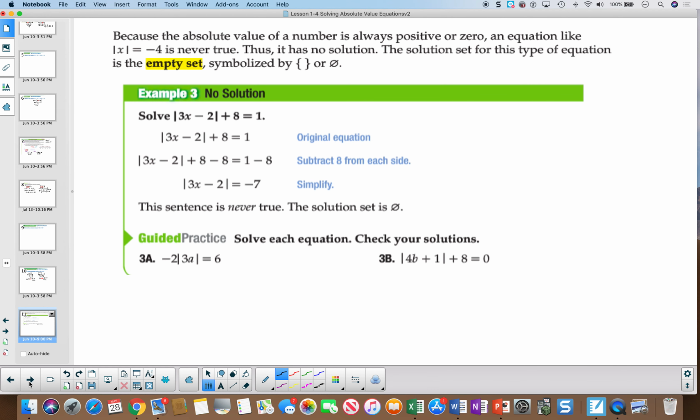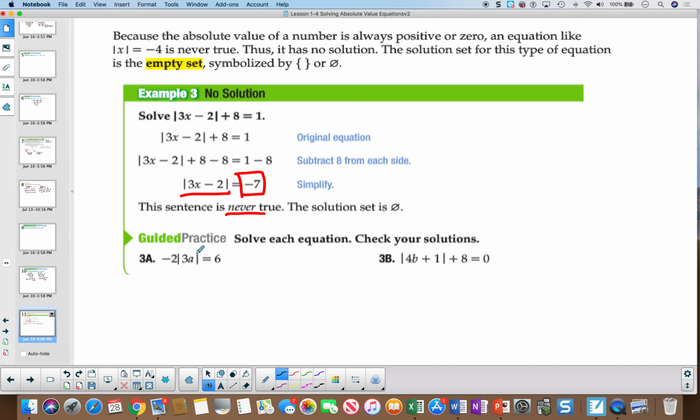Let's take a look at an equation that will give us no answer. Notice that I am going to try to get my absolute value by itself, and when I do this, something very interesting happens. I get this absolute value is equal to -7. And that can't happen. This sentence is never true, because an absolute value is a distance from the central value, and distances are always positive. So when you see an absolute value equal to a negative number, you say that the solution set is the null set. In other words, there exists no answer.